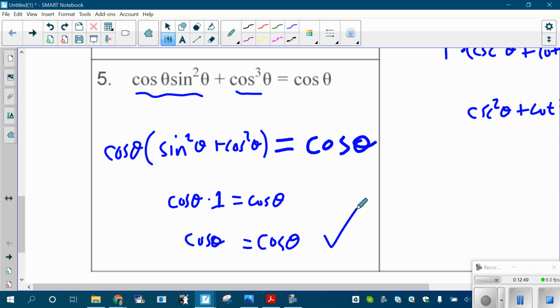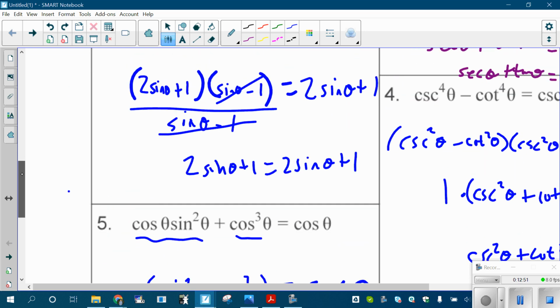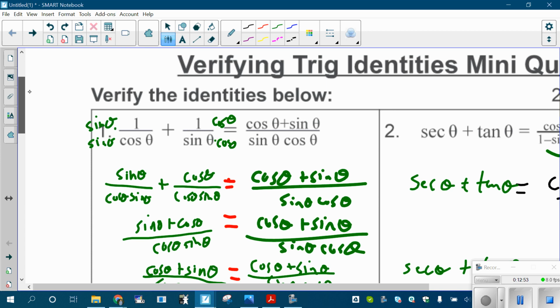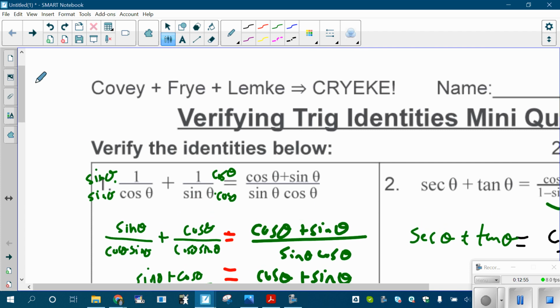Okay. Those are the 5 problems. I know this is hard and this is new and we're going to practice it more. Keep practicing. That's my advice.